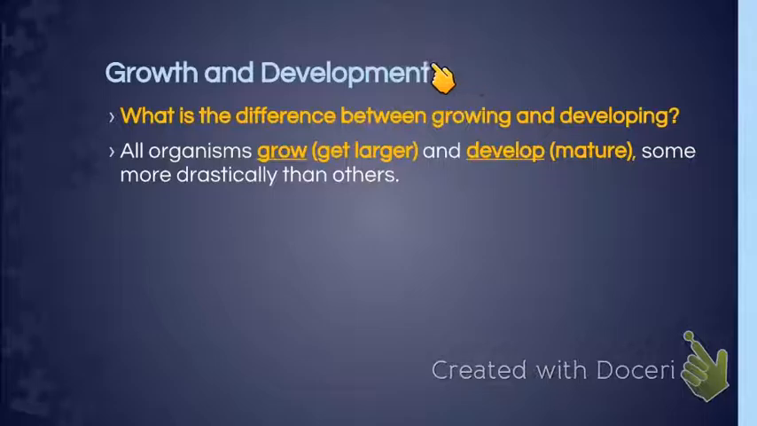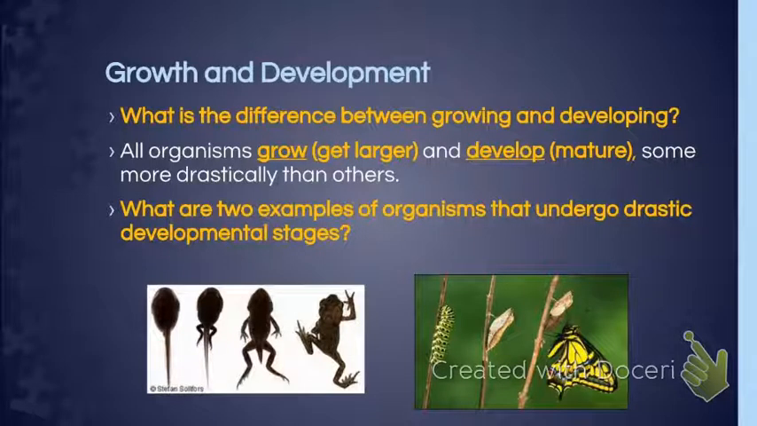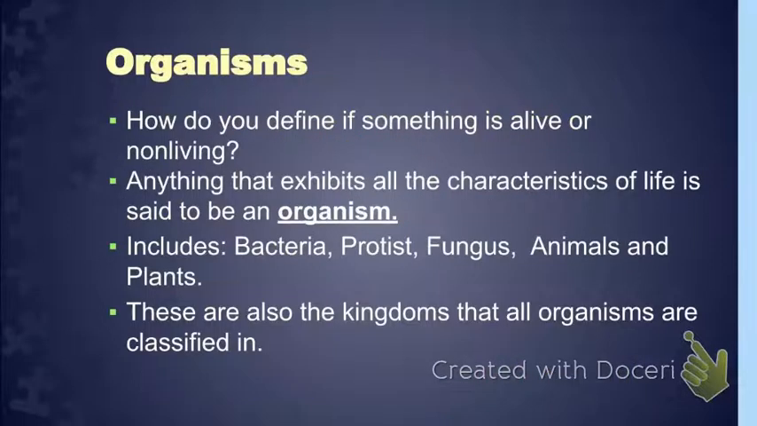Growth and development is our next characteristic of life. So what's the difference between growing and developing? All organisms grow, so all organisms get larger, and they mature, so they develop. So there are differences between the two. Some mature more drastically than others. An example in nature would be a frog. It's growing because it's getting bigger, but its developmental stages are also drastically different from one another. And the other example is a butterfly. Again, we go from a caterpillar to a butterfly, very drastic developmental stage differences.